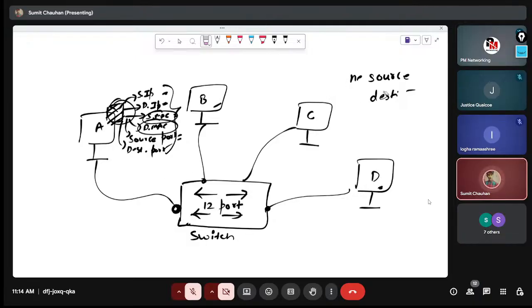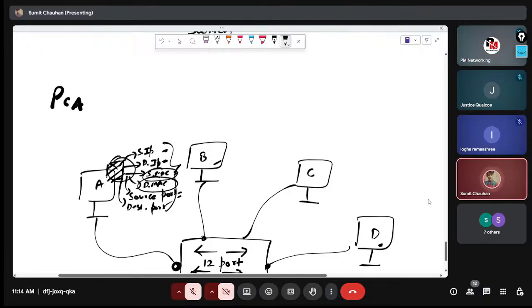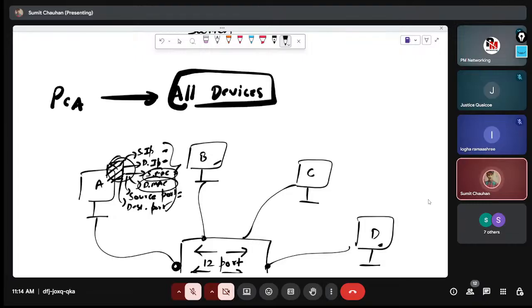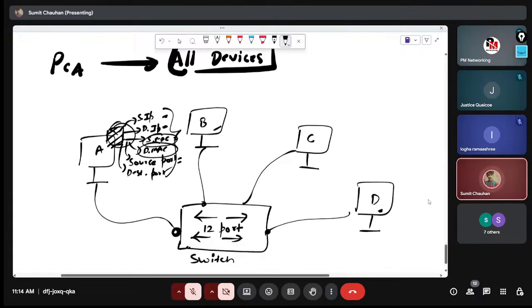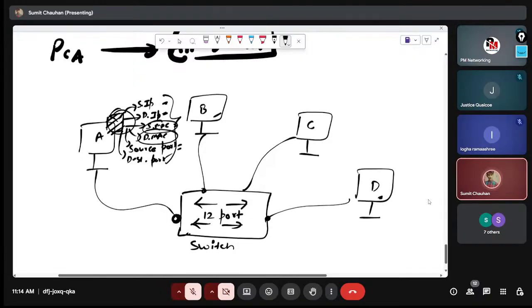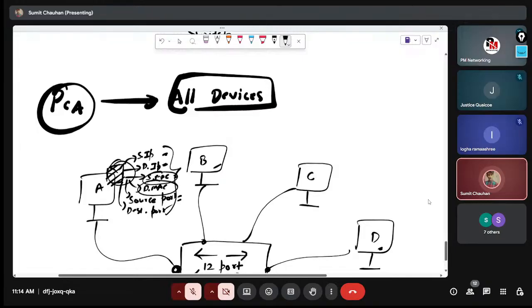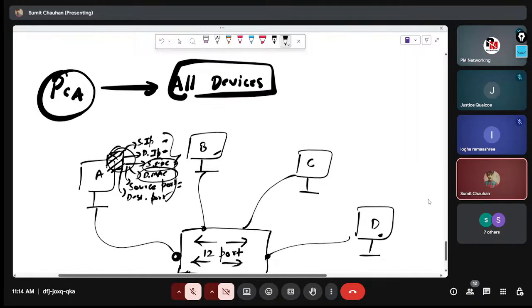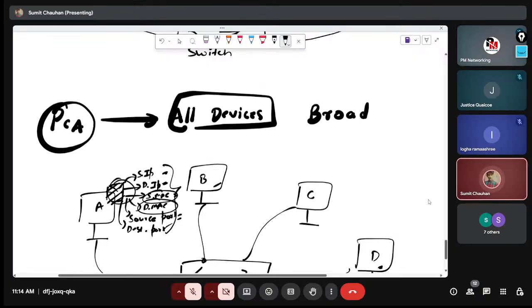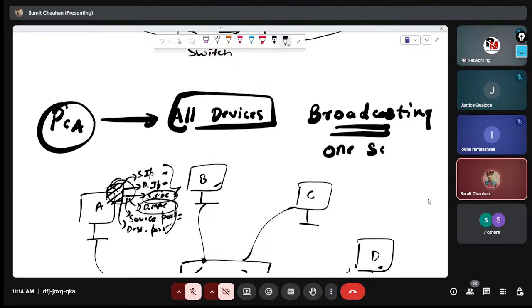Okay, the last scenario that I'm representing: what if PCA wants to send the data to all the devices in the network? Yes, we can do that, guys. We can have this requirement. If a single source wants to send the same data to all the devices in the network, we can do that. In a network, how many devices are there? PCA, PCB, PCC, and PCD. Let's suppose the sender is PCA, and the requirement is to send to all the devices inside our network. Basically, that scenario is known as broadcasting. Broadcasting means a single sender, one source, and the destination is all the people in the network.